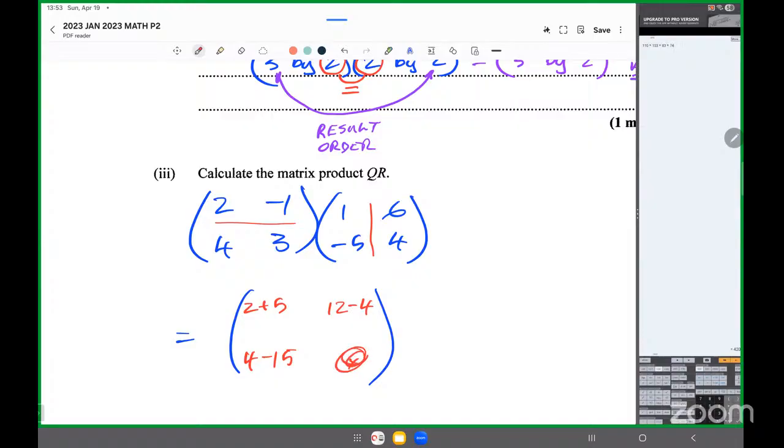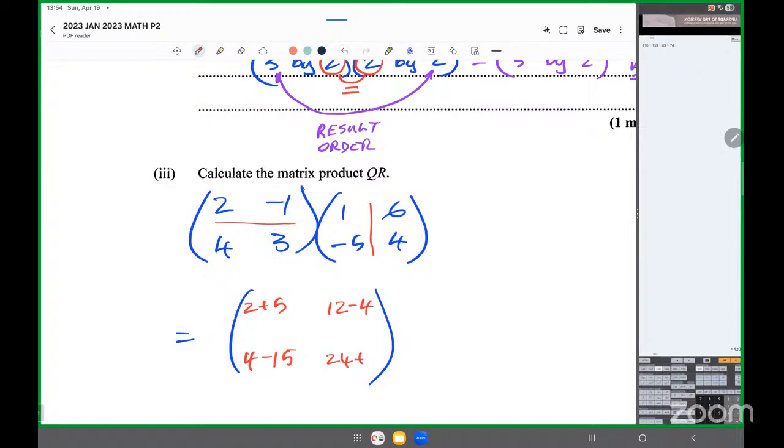And the last value is positioned in the second row and the second column. So multiply the second row by the second column. Again, first element times first element, second element times second element. 4 times 6, 3 times 4. 4 times 6 is 24, and 3 times 4 is 12.